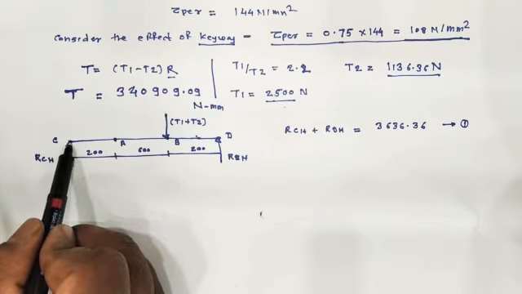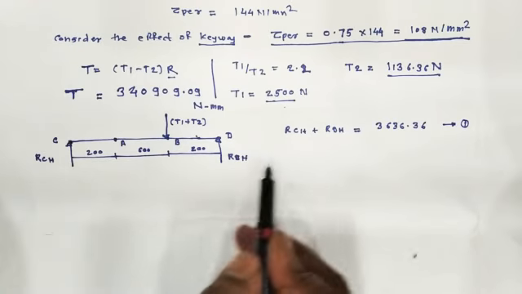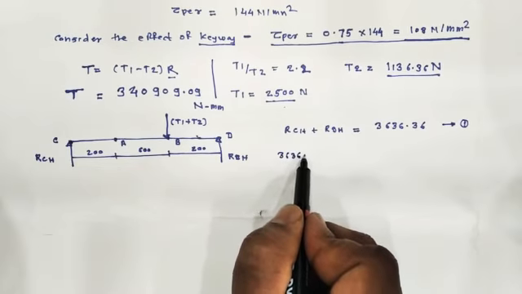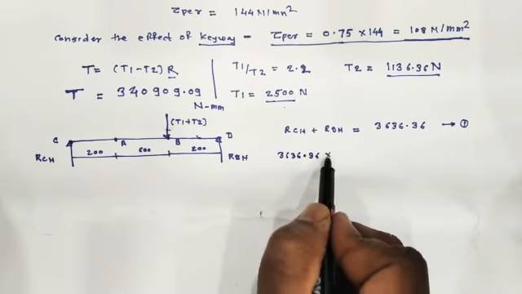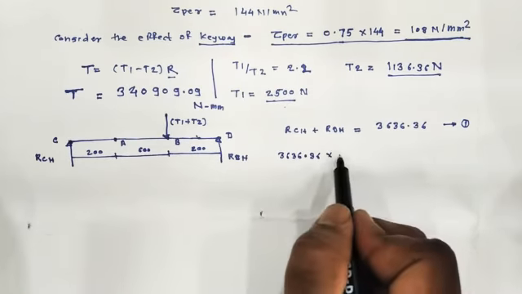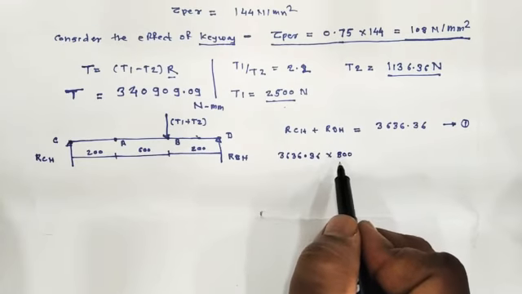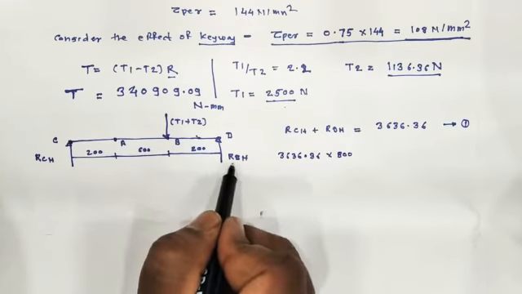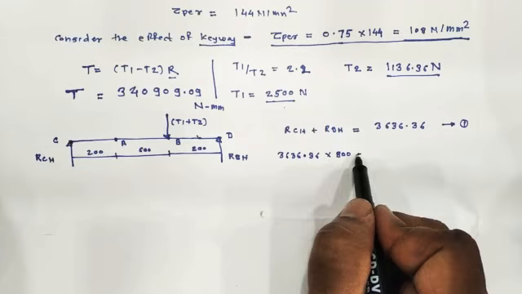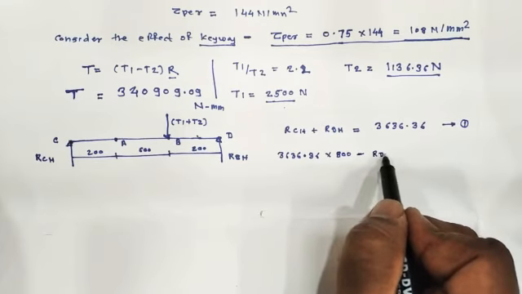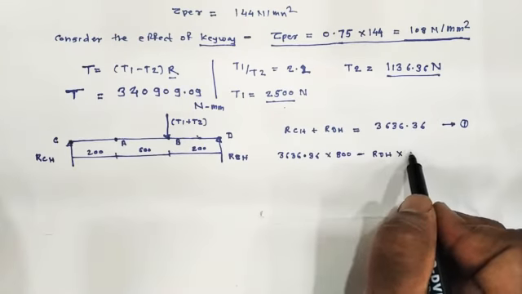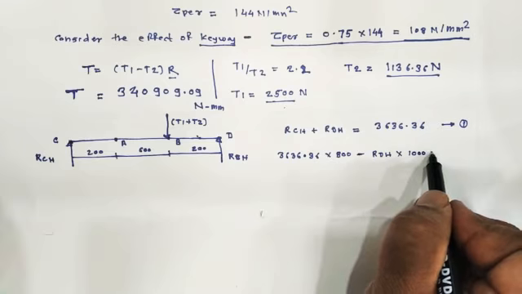Taking the moment about C, we have 3636.36 into this distance 600 plus 200, clockwise, that's why it is positive, 800. Now again this RDH is in the anti-clockwise direction, so minus RDH into this total distance about C, 1000, is equal to 0.